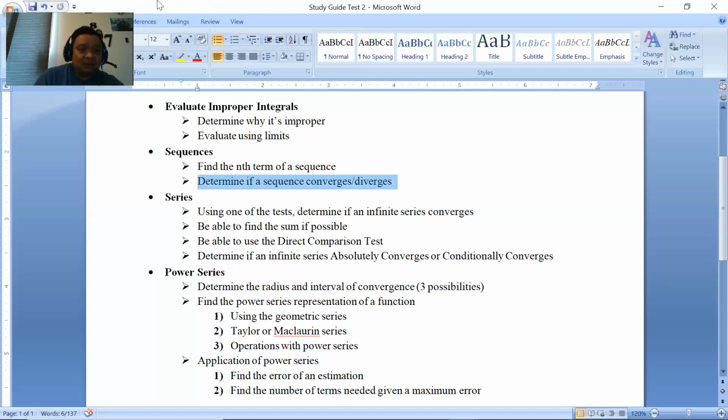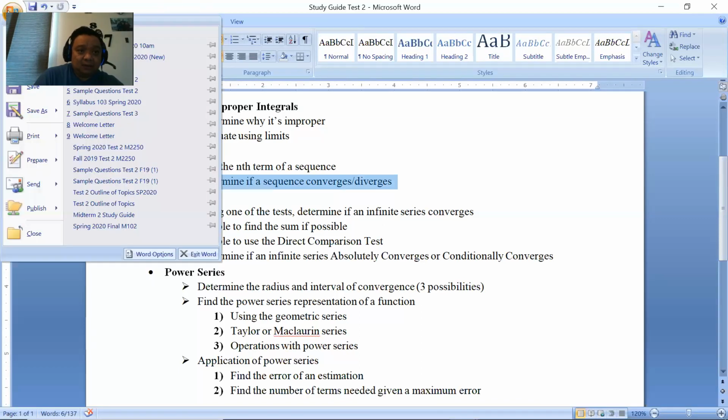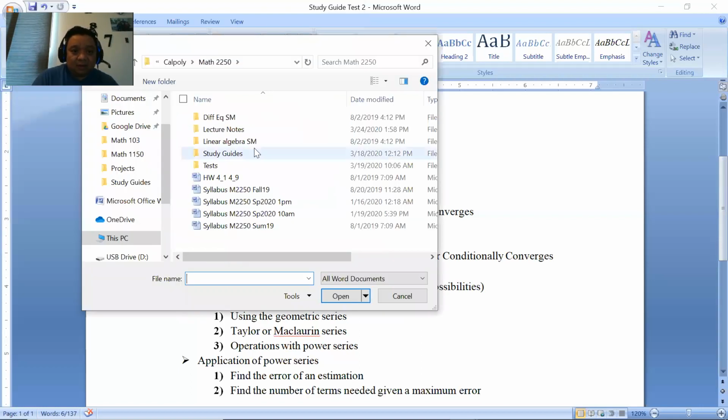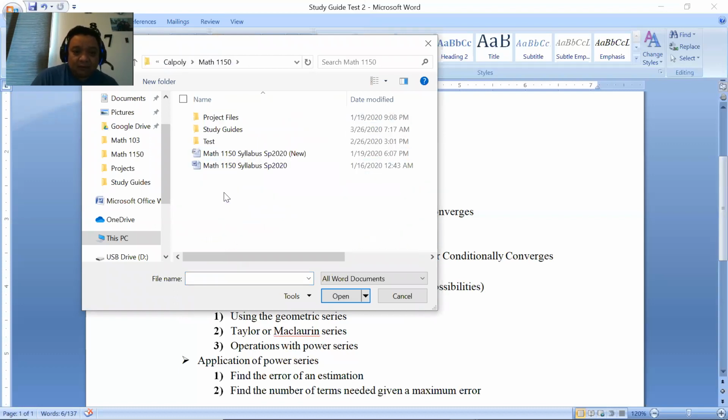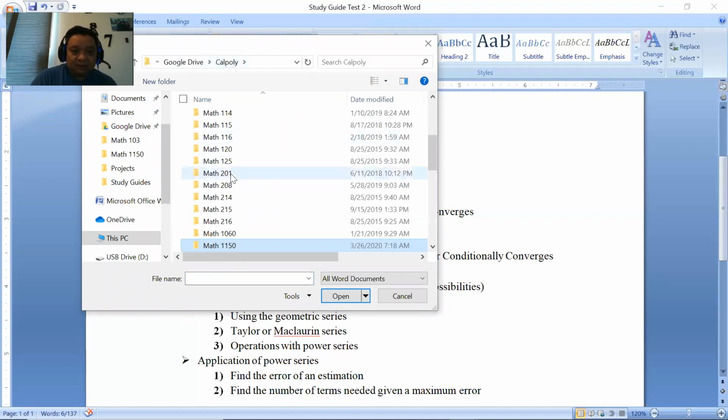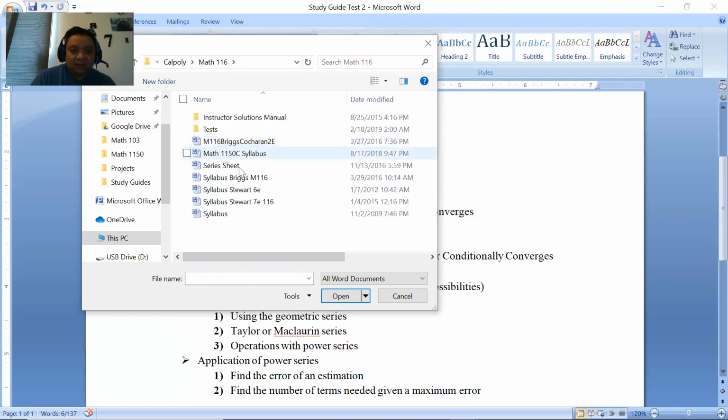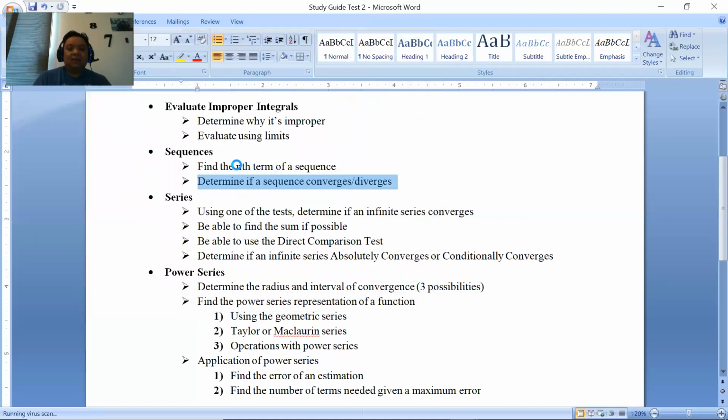And let's see if I can actually bring it up. Open, put it over here for Cal Poly 1150. Oops, that's 1150. 116 series sheet. Okay.